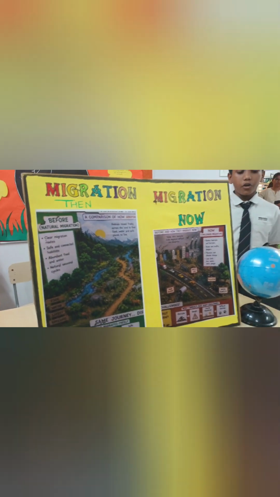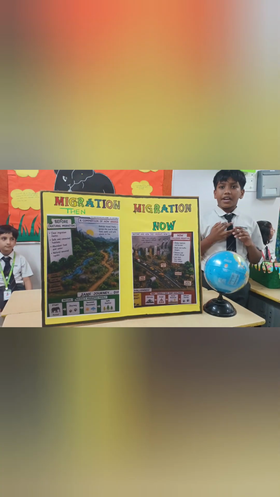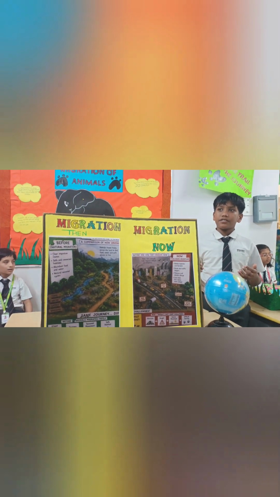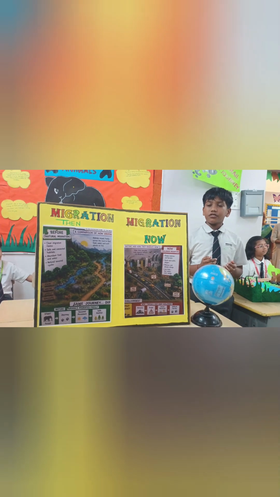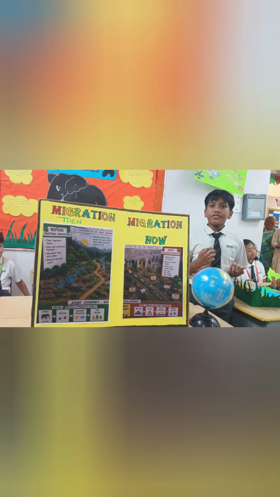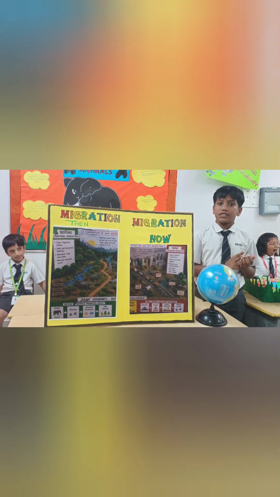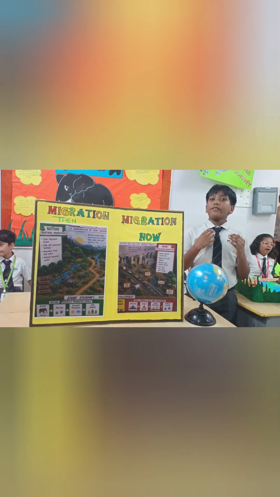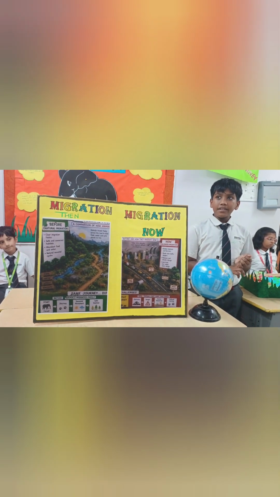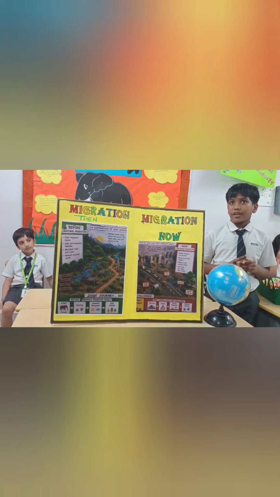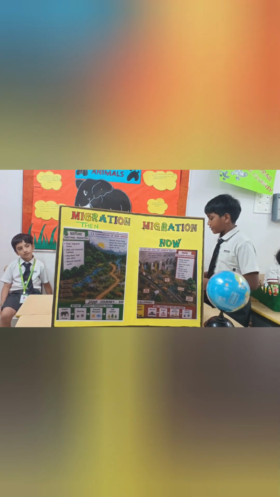Now look at the now side of our model. Here we have roads, traffic, buildings, and other man-made features that can divide habitats. These changes can create barriers or make some migration routes more difficult. Animals still have their basic needs, but the landscape around them may have changed. Animal migration has become harder, but for humans, it has become easier. That's why there should be a balance for migration for all living beings.